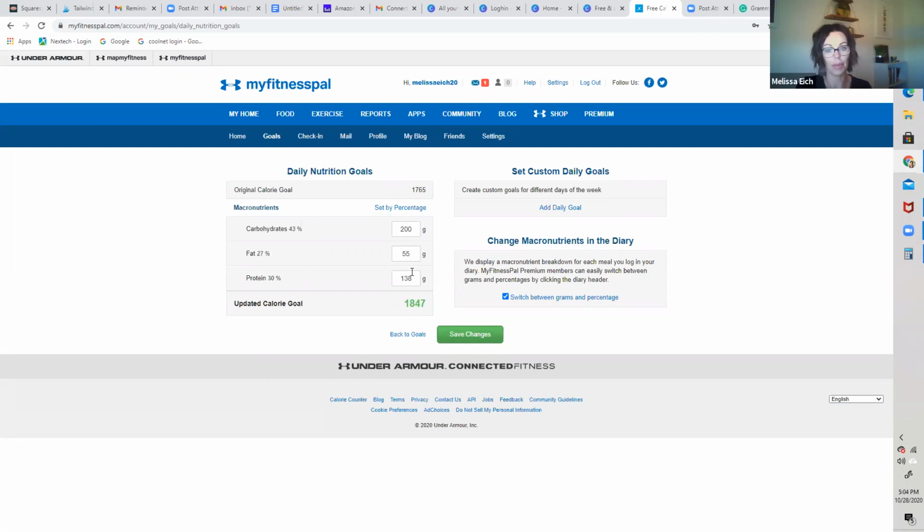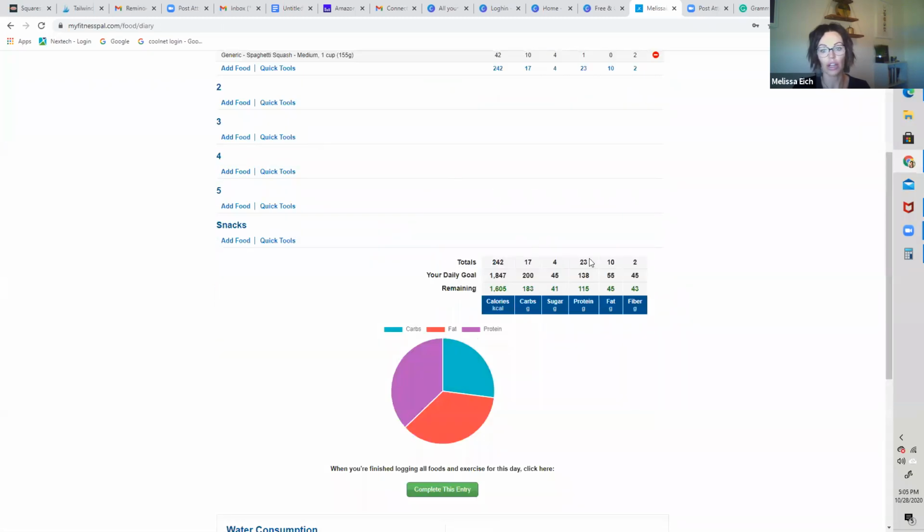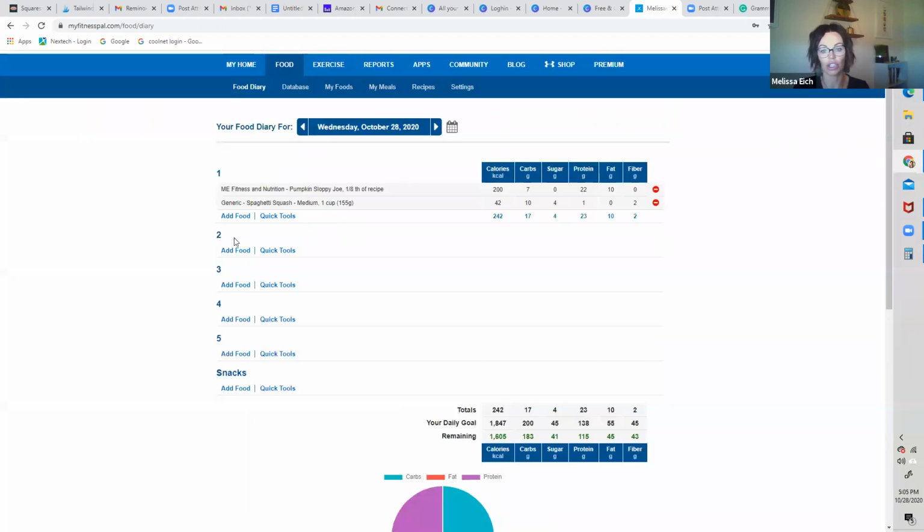goal. Because you're not going to be paying attention to carbs and fats for this week. You're just going to be paying attention to your calories and your proteins. So let's hit save changes there. And then I want to go to my food in my database, okay? So here's your protein number. Here's your calorie number. These are the only two numbers you're paying attention to.